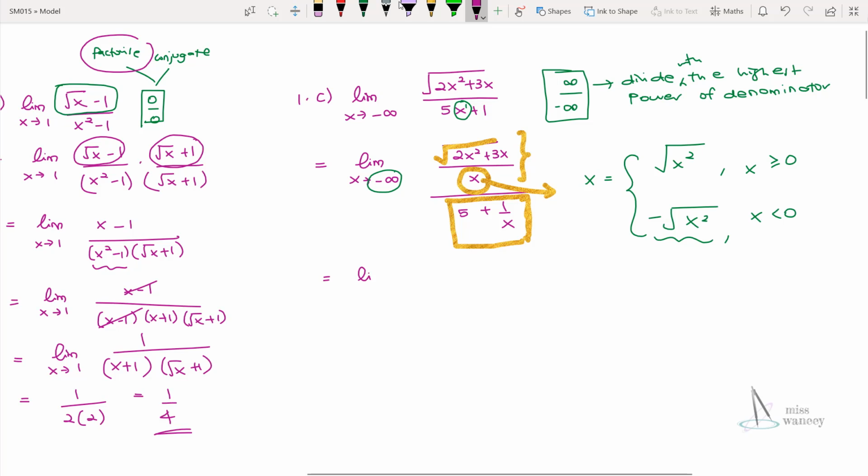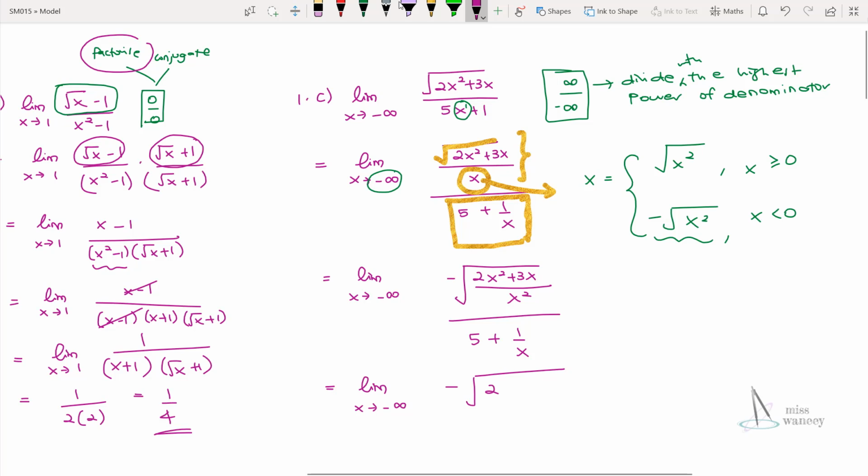So this is the limit as x approaches negative infinity, and then I'll do a big square root for them. This is 2x squared plus 3x over, since I'm using the negative, negative outside, square root of x squared, over 5 plus 1 over x. Now we're going to simplify our numerator. So we get 2 plus 3 over x over 5 plus 1 over x. If we substitute x with infinity, 3 over infinity is 0, 1 over infinity is also 0. So we end up with negative square root of 2 over 5. That is number 1C.